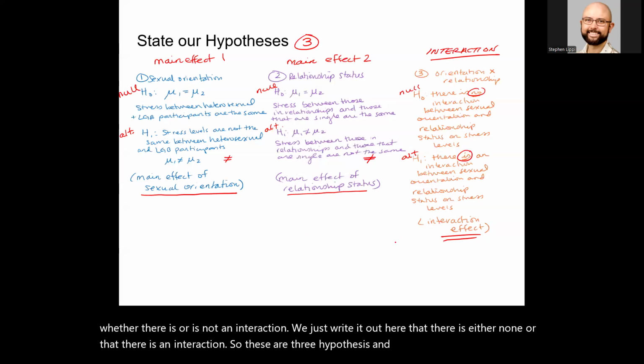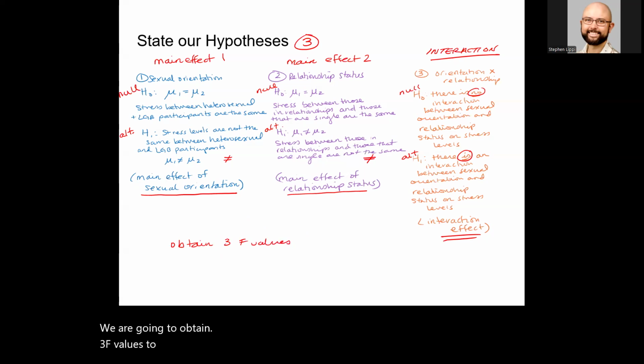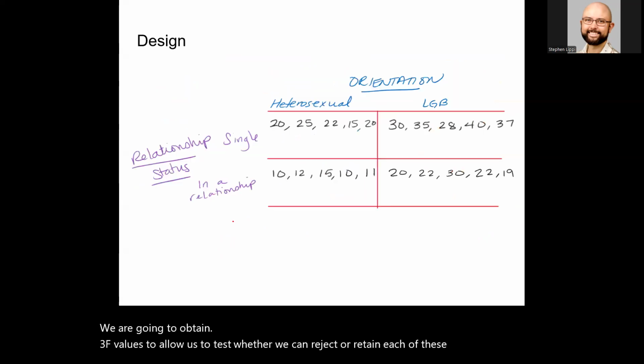And because we have three hypotheses, we are going to obtain three F values to allow us to test whether we can reject or retain each of these hypotheses.